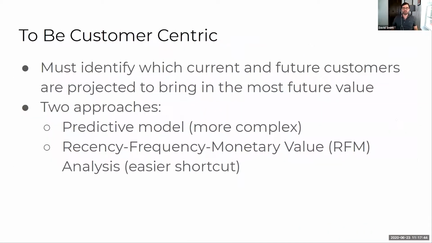So to be customer-centric, just to summarize this, you have to identify which current and future customers are projected to bring in the most future value. And to do that, there are two approaches. One is to build predictive models, as I alluded to before. It's relatively complex. It involves putting all your customer data into Python and running a predictive model. And then there's recency, frequency, and monetary value, or RFM analysis, which is an easier shortcut. I'll go through why that is in a moment.